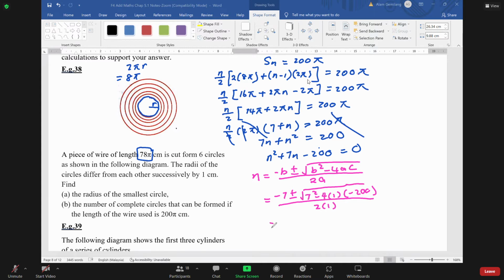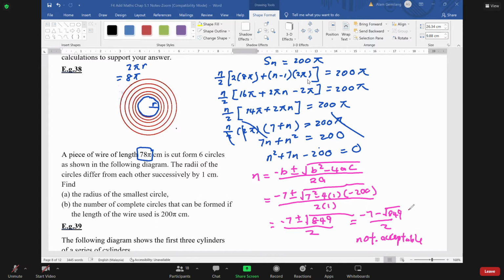So equals negative 7 plus minus square root of what? You add up 49 plus 800, so it's 849, over 2. One answer is negative 7 minus square root of 849 over 2. Of course, this one is not acceptable, because n cannot be negative.